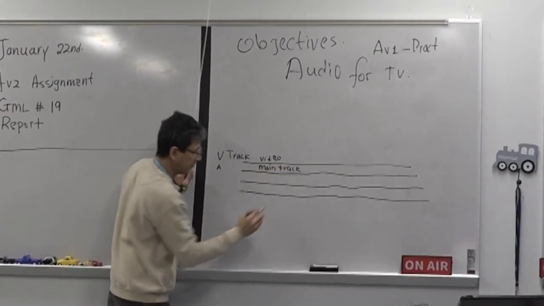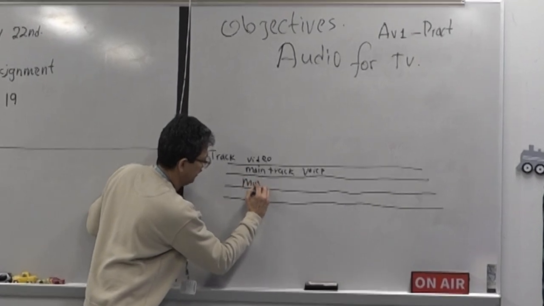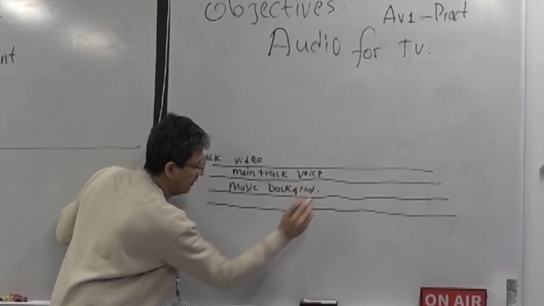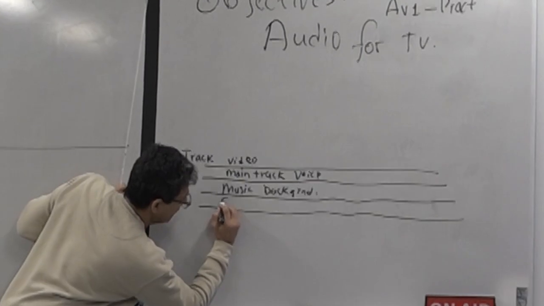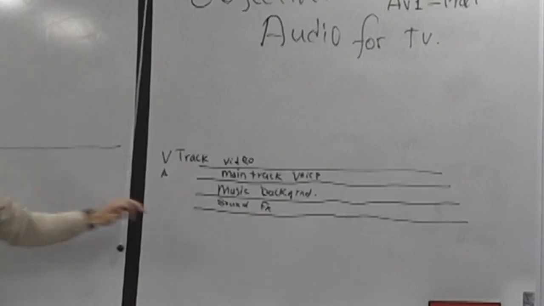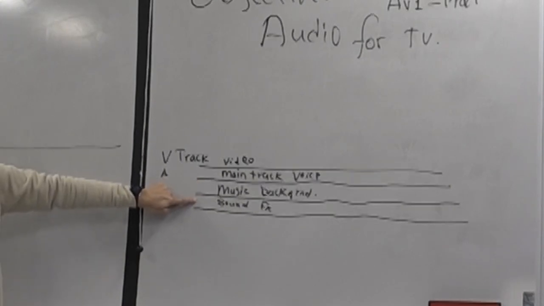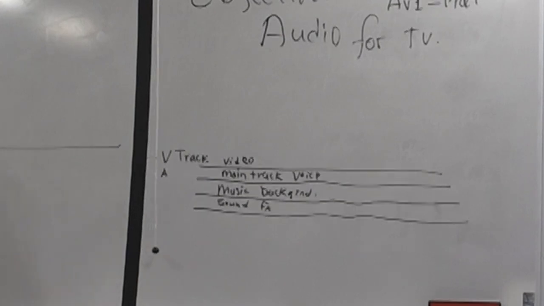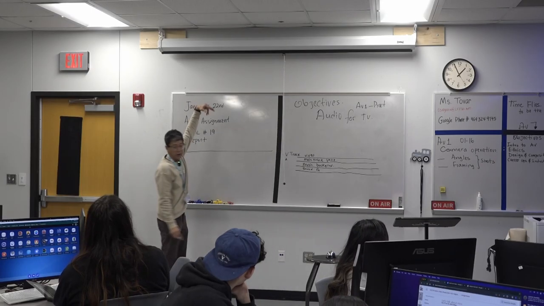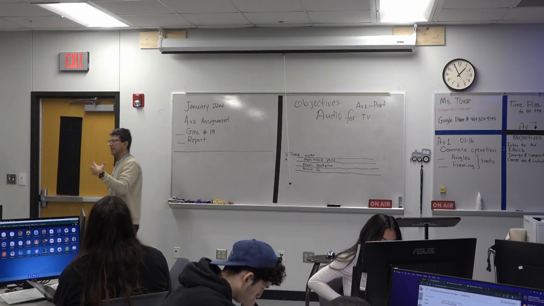Right here, voice, and then we have music, background, and then right here we have our sound effects. So we can have one, two, and three audio layers. Can someone tell me why I have these separate? When you read it, it says music and background, but that doesn't stipulate that it's going to be together.